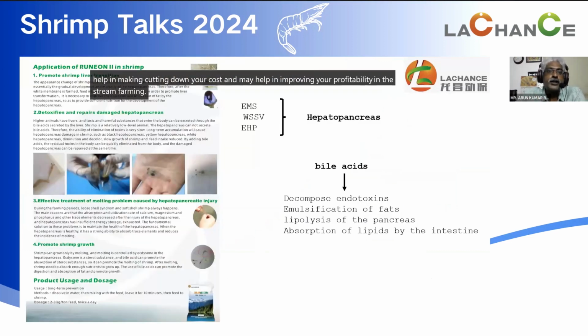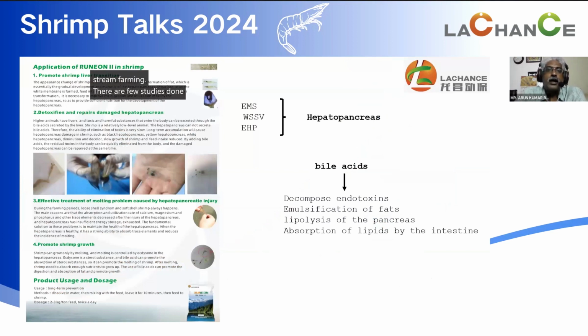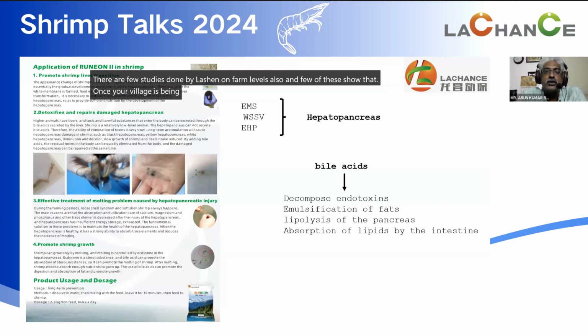There are a few studies done by Lashen on farm levels also, and a few of these show that once bile acids are used from the early stages of the shrimp, it helps in controlling early mortality syndrome or white spot syndrome. These biles, even though they do not directly control the diseases, once the immunity of the shrimp body is maintained, this automatically helps it fight against these diseases.